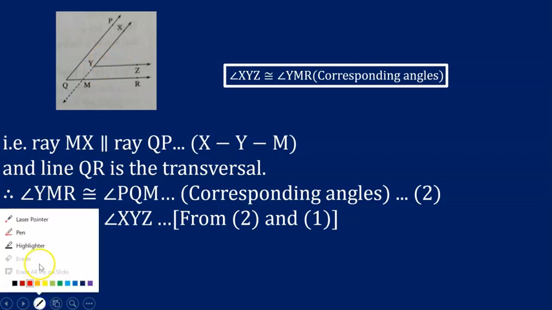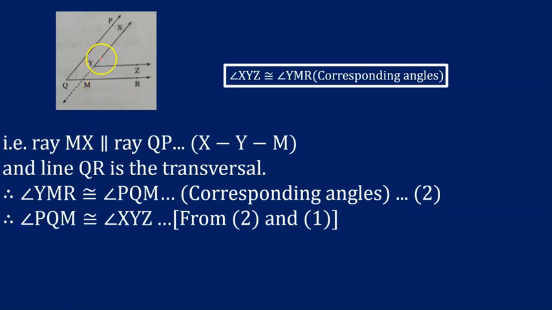I will write here. As first we have proved that these two angles are congruent. And next we prove that, suppose this angle is 1, this is angle 2, that angle 3 is congruent to angle 2. Means angle 1 is congruent to angle 3. And that's why I had written here that the angle XYZ is congruent to angle YMR. This is the first one.